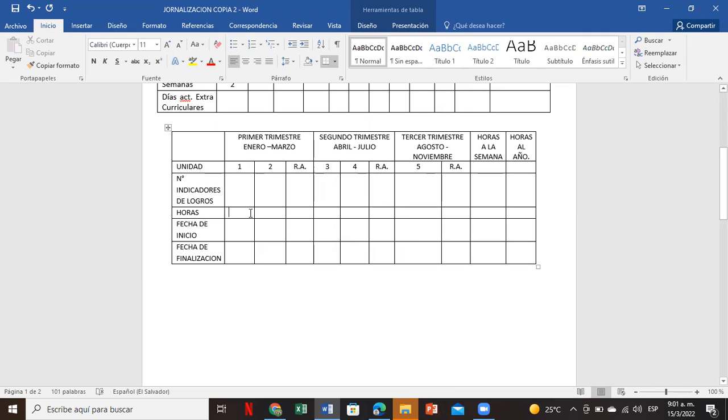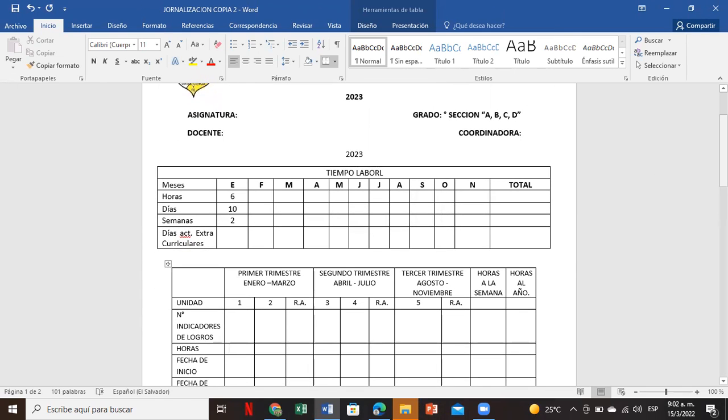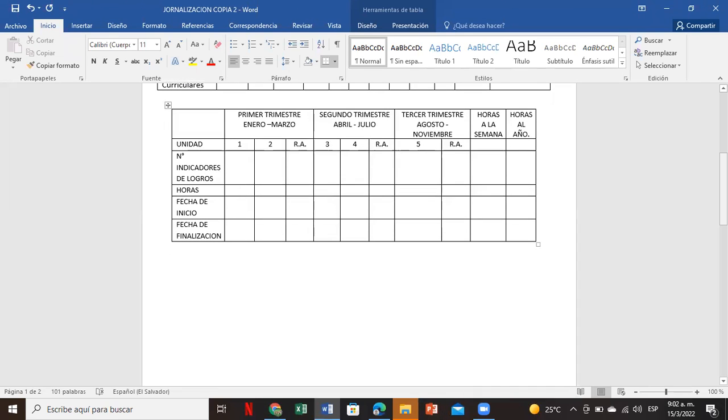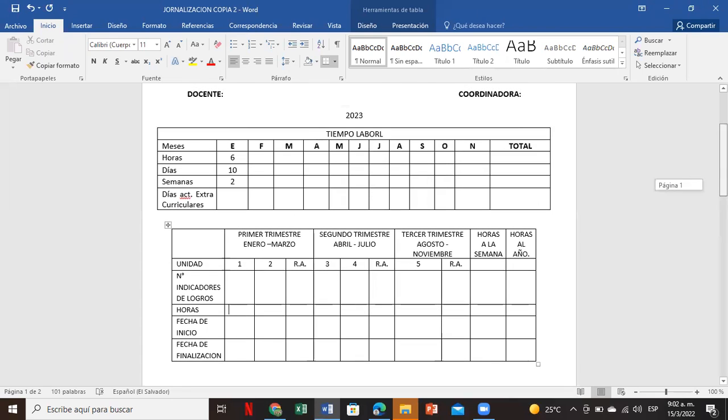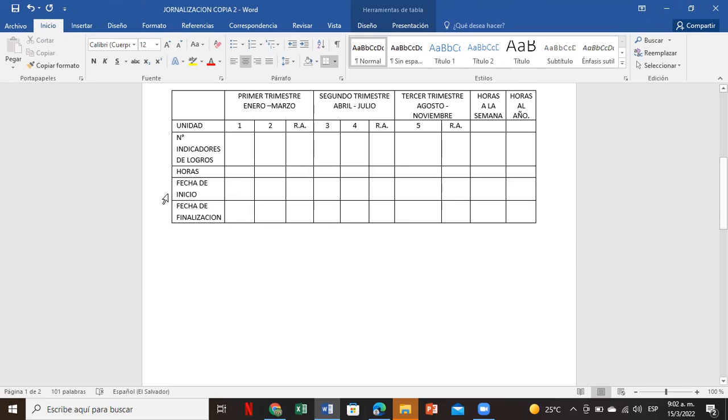Hours. How many hours are you going to teach? In this case, per unit. So you are going to try to take into account the first journalization. How many hours are you going to teach in January? Okay, in this case, it reflects from January to March. You are going to take into account January, February, and March. How many hours do we got? So, in this case, you are going to reflect them here. Okay, so you are going to write down.